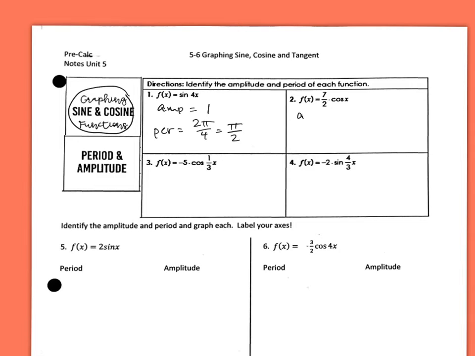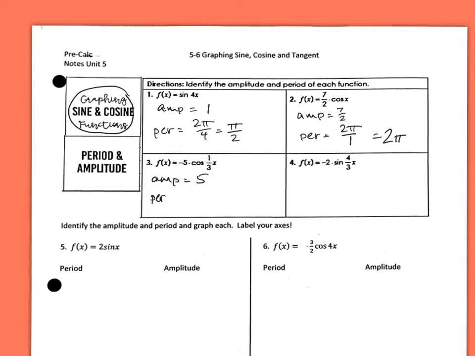For cosine, it's the exact same thing. The amplitude is the number out in front, and period is 2 pi over b. Now remember, b is the number in front of x, so this is just 2 pi. For here, the amplitude, again, remember your amplitude is always positive, so the amplitude is 5.